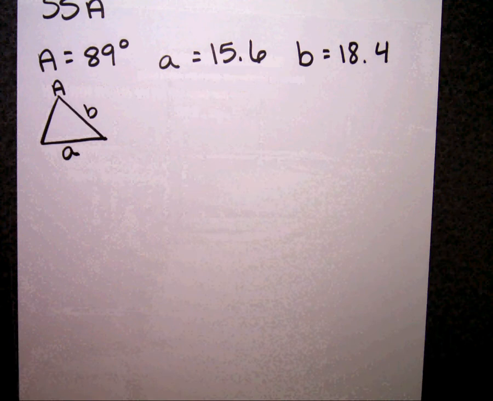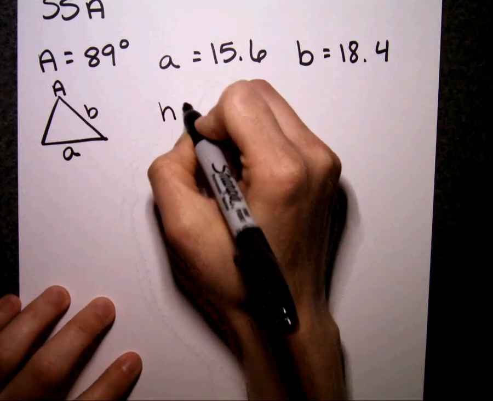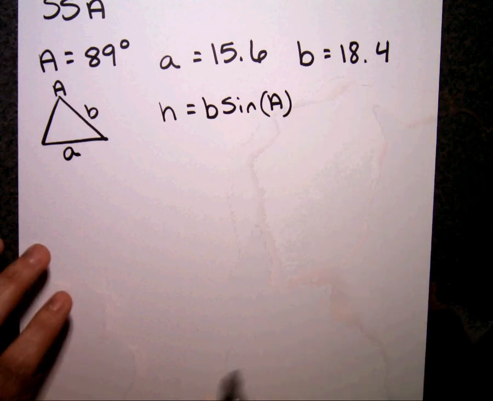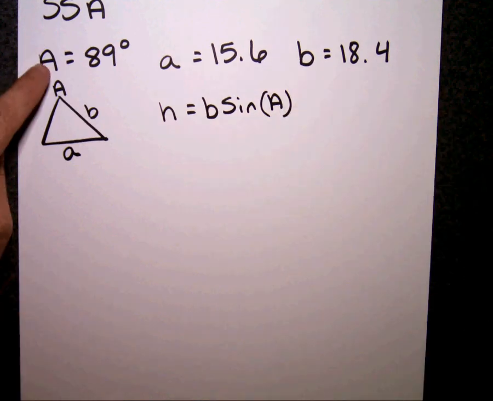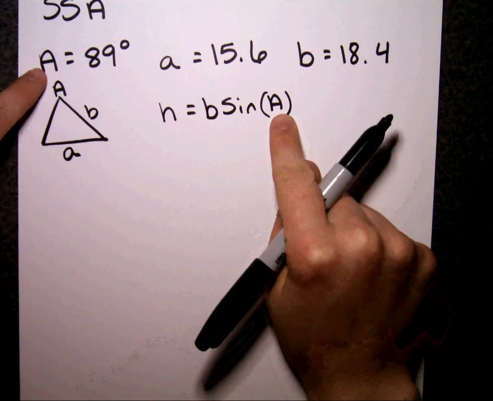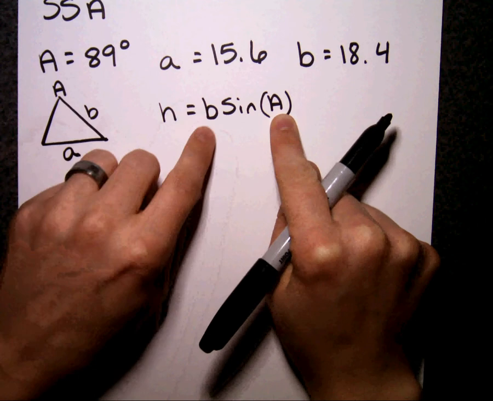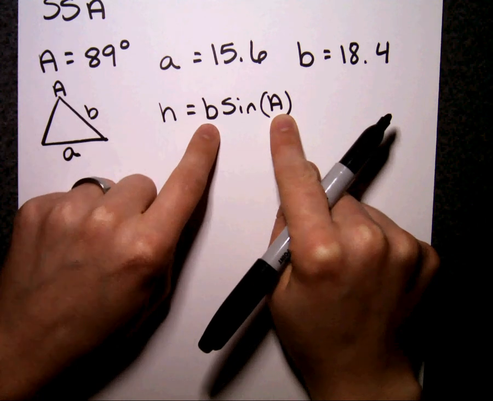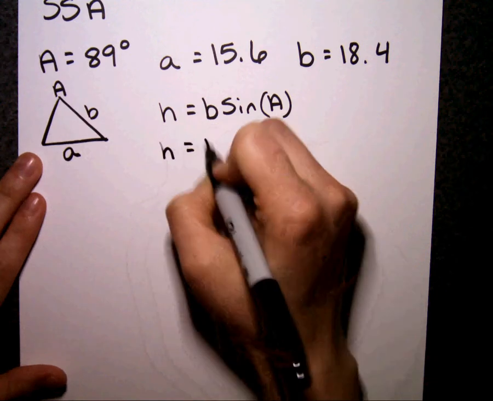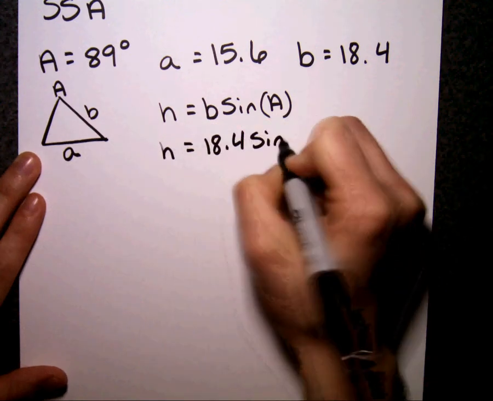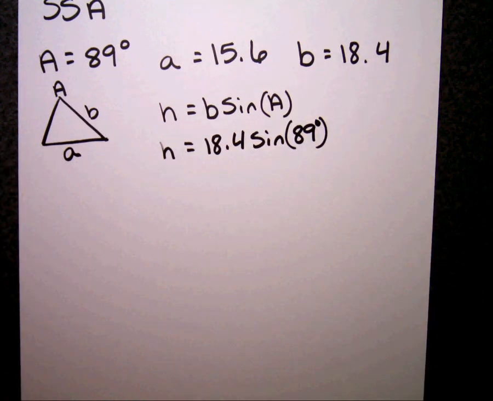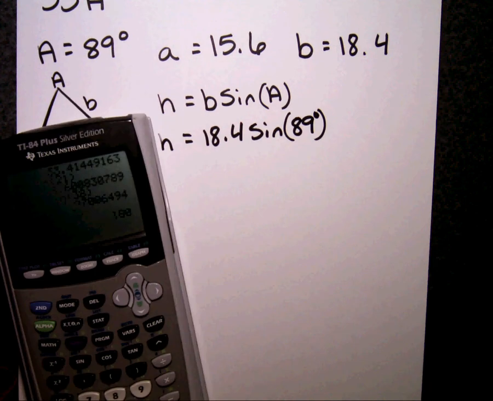And again, be careful with this. If you're given side C, or angle C instead, then angle C should be in here, and the side other than side C, whatever you're given, should be here. So just be careful to line up that information. In this case, I have H equals 18.4 times sine of 89 degrees. Again, handy dandy calculator wherever I put it. I have 18.4 times sine of 89, which gives me approximately 18.4.